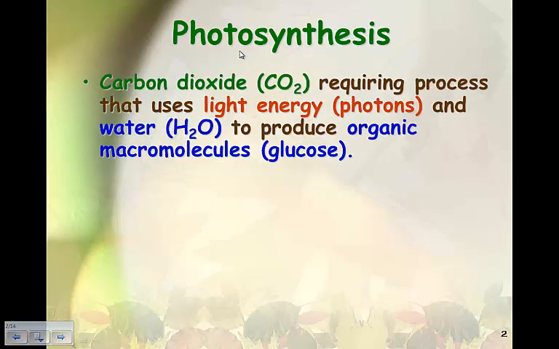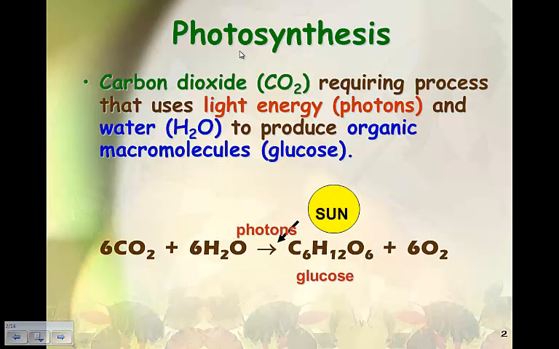So, carbon dioxide. Photosynthesis is a carbon dioxide requiring process that uses light energy, or the photons, and water to produce organic macromolecules, which is glucose. Ooh, that sounds exciting, huh? Basically, we're going to use carbon dioxide and water with the photons from the sun, and we're going to produce glucose, and oxygen's going to be released.